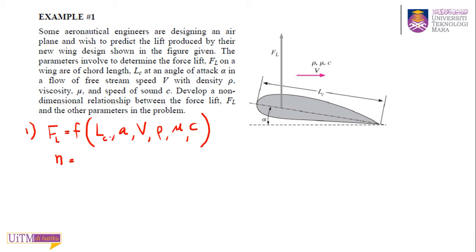How do you find 6? The L, L, A, V. Ini awak cakap ini. Okay. It is almost right, but you forget this FL as well. So this is also a parameter. This FL is also a parameter, which we call the dependent variable.